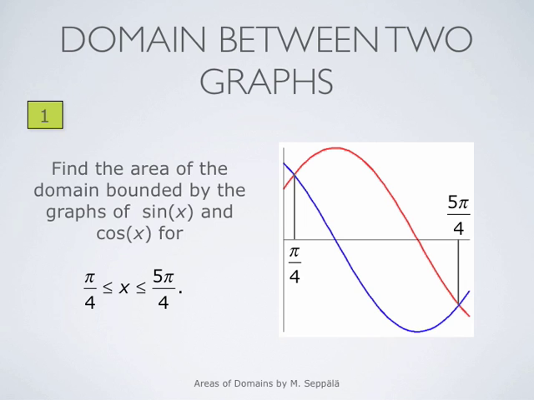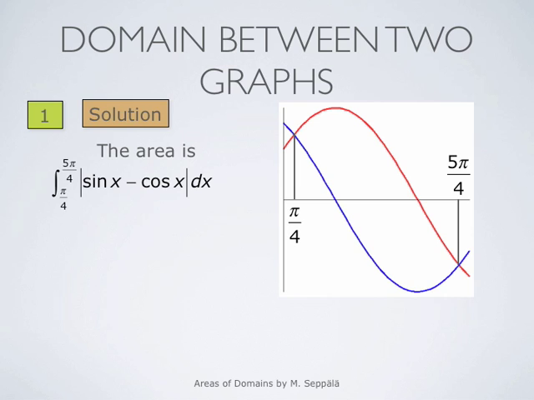As an example of this type of computation, let us solve the following problem. Find the area of the domain bounded by the graphs of sin of x and cosine of x for x between pi over 4 and 5 times pi over 4. Here in this picture the red curve is the graph of the sine function and the blue curve is the graph of the cosine function. We have to determine the area bounded by these two graphs.